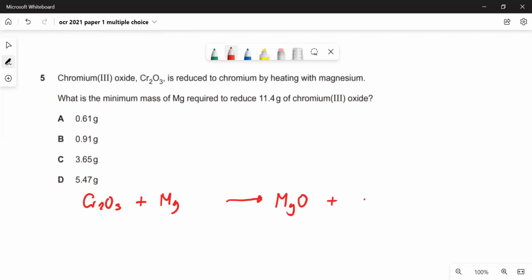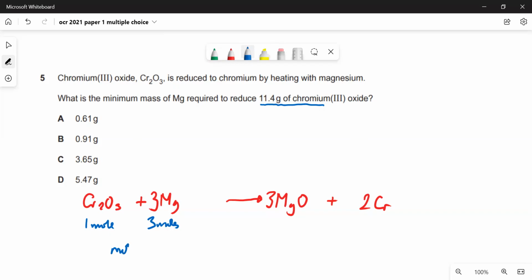And we're going to get 2 chromiums there. We need to balance that. So we're going to need 3 magnesiums there to balance that equation. The important thing to notice there is that 1 mole of that is going to need 3 moles of Mg. That's the ratio. So now we need to work out how many moles of this we've got.